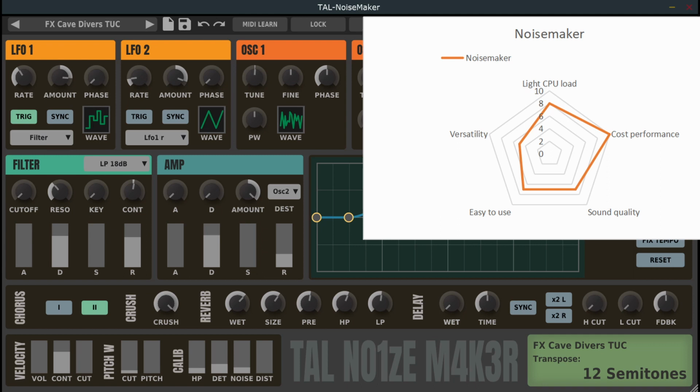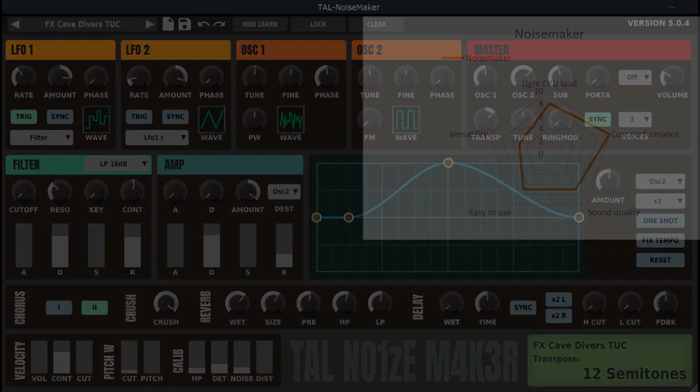The GUI of it is very easy to use with no hierarchy, so you won't be bothered to make the sound you want. I think it is good for bass, keys, and percussions.